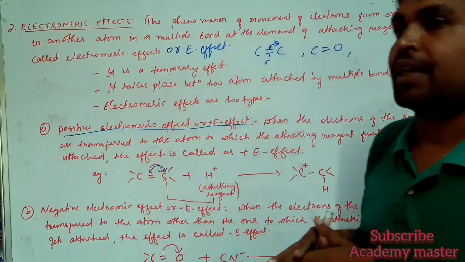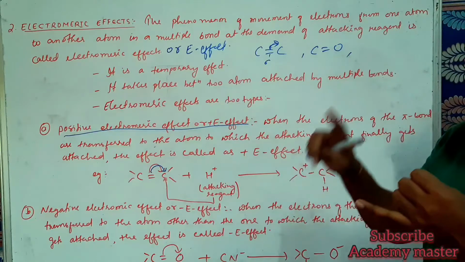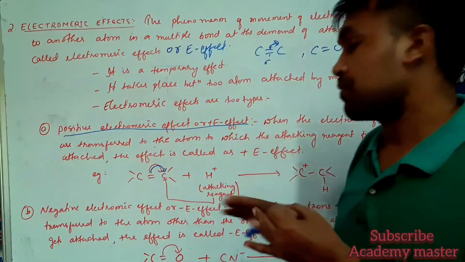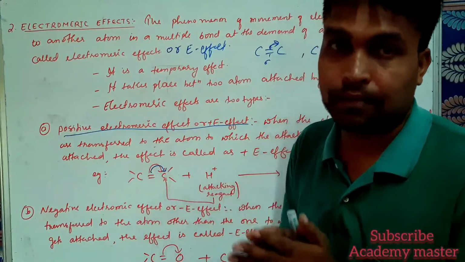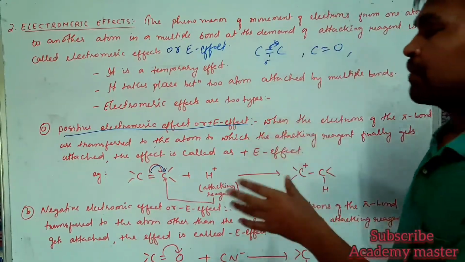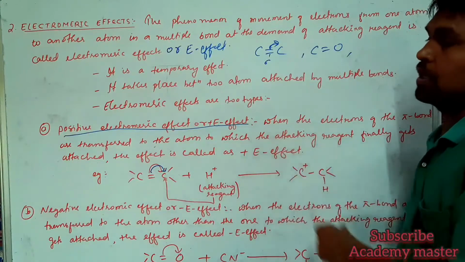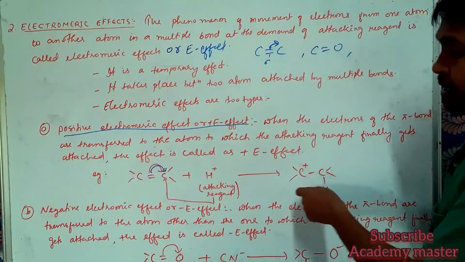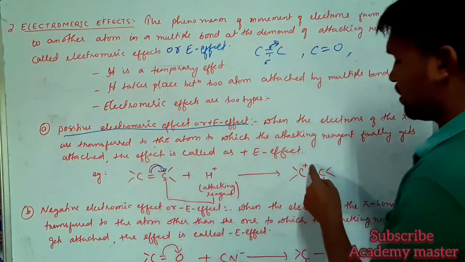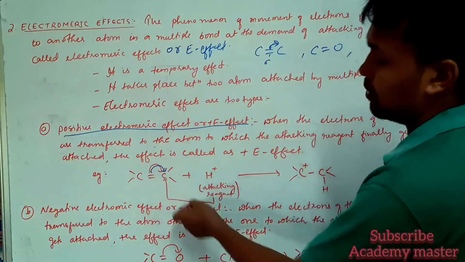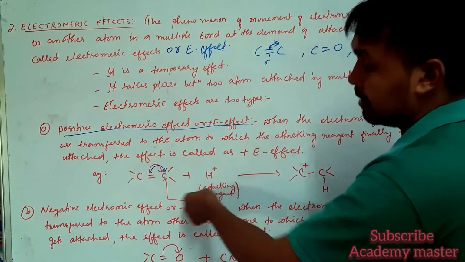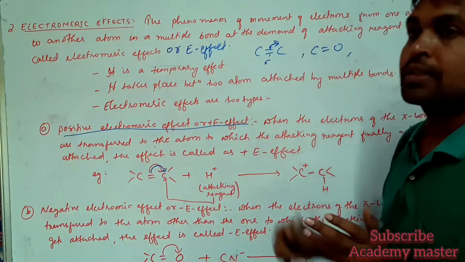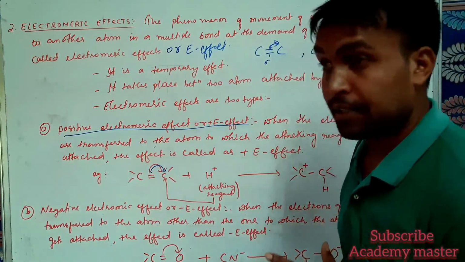So if this is the case in which the same atom gets attached to the attacking reagent also, and the same atom gets attached to the electrons which are released by the cleavage of the double bond, then that effect we call the positive electromeric effect. See here, after the reaction, this carbon has lost the electron, so it has a positive charge, and this carbon has gained the electron, as well as this attacking reagent also being attached to the same carbon. The carbon which is gaining the electron, the same carbon is getting attached to the attacking reagent also.